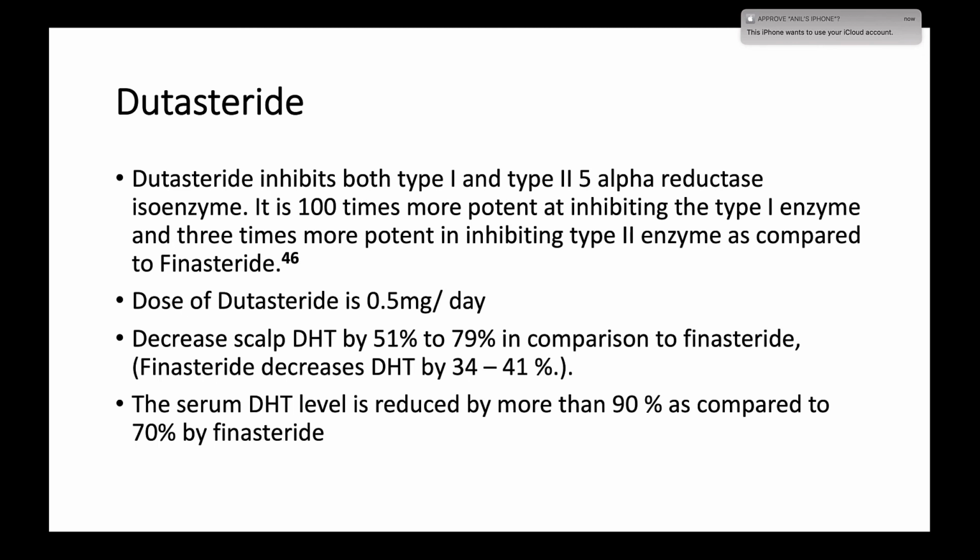Another 5-alpha reductase inhibitor is dutasteride. It inhibits both type 1 and type 2 5-alpha reductase isoenzymes. It is 100 times more potent in inhibiting the type 1 enzyme and 3 times more potent in inhibiting the type 2 enzyme as compared to finasteride. We notice that finasteride only stops type 2, not type 1, while dutasteride acts on both type 1 and type 2 5-alpha reductase. The dose of dutasteride is 0.5 milligram.